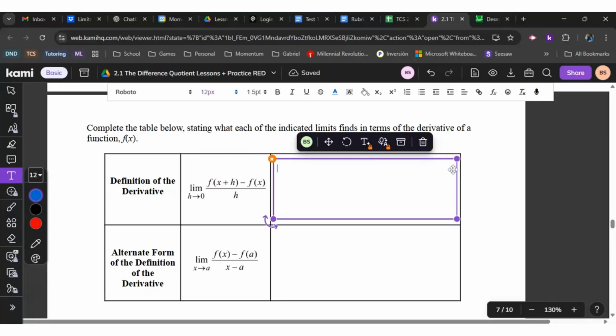So let's talk about what these two things are then. This is the definition of a derivative. This is a function called the derivative that can be used.